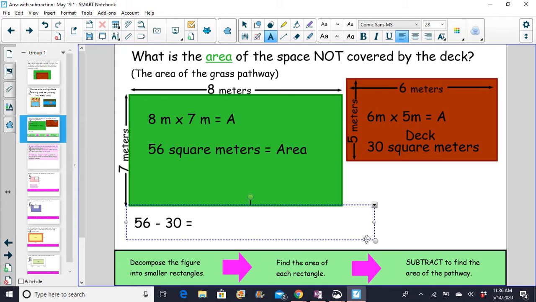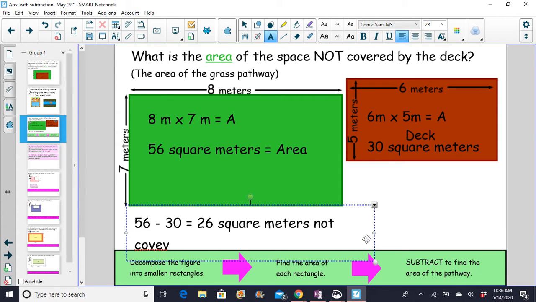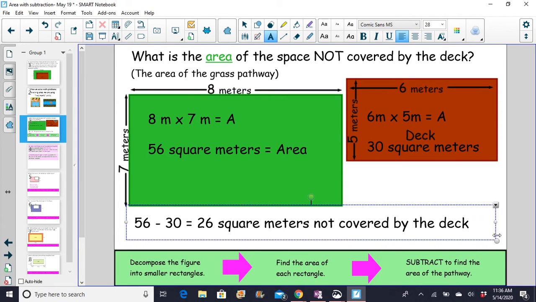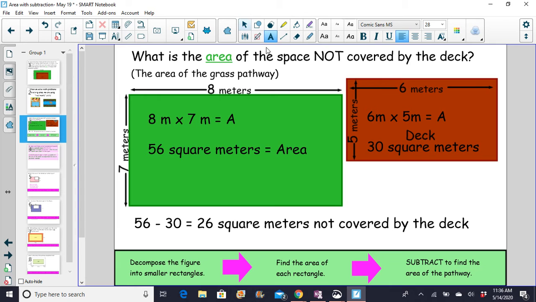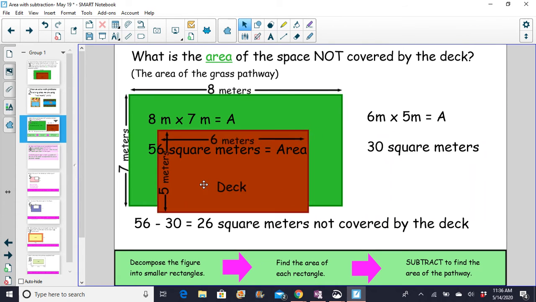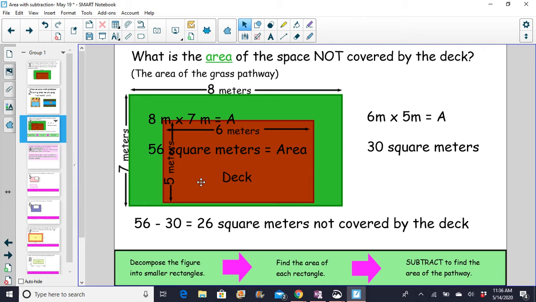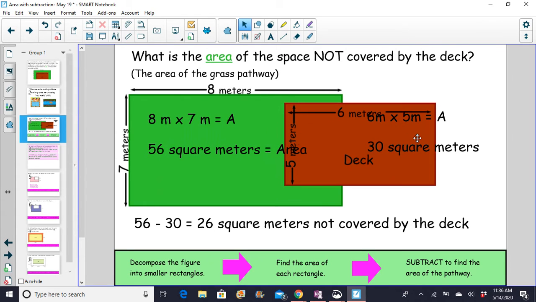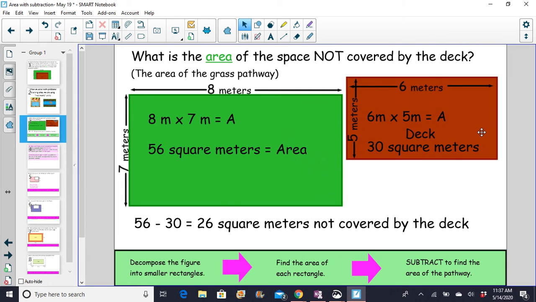Okay? Because we're subtracting out the space that would be covered by the deck. So 56 minus 30 would give us 26 square meters, and that would be the area not covered by the deck, okay? Again, remembering that, I'm going to go back and layer this over again, remembering that the deck was right on top of the yard area. So whenever we have to find a pathway like this, the key is to subtract.